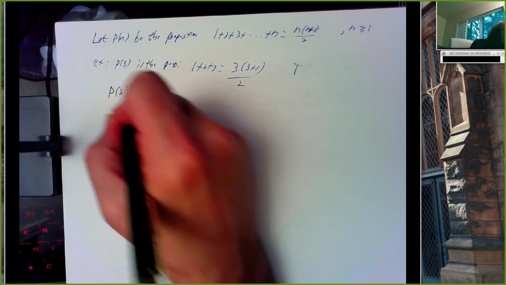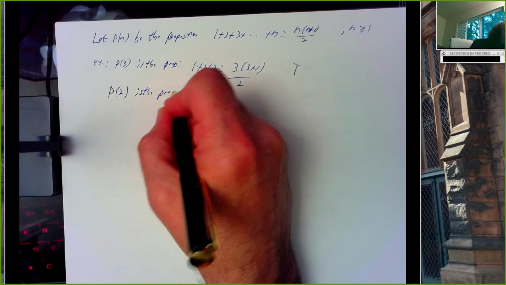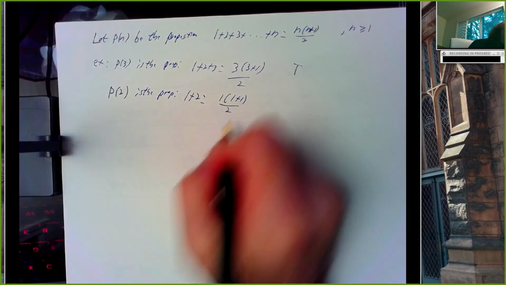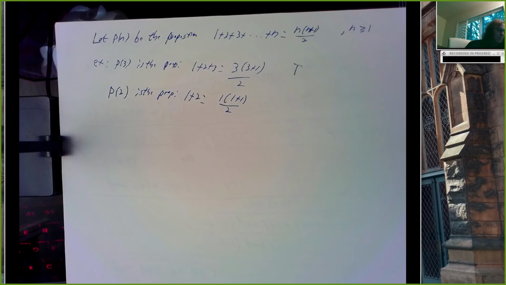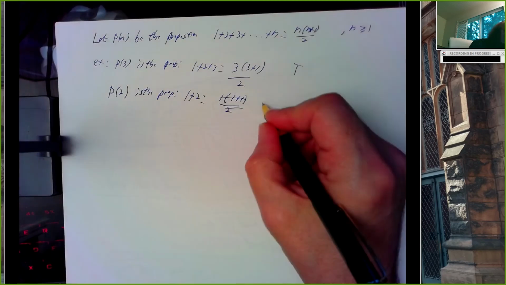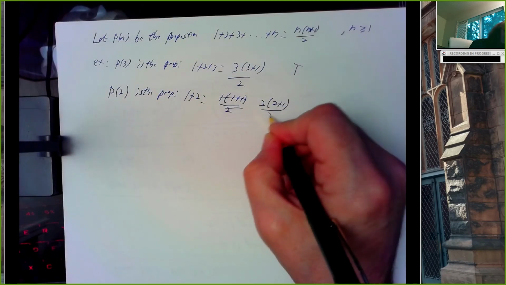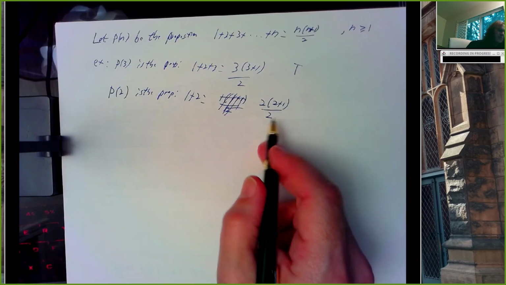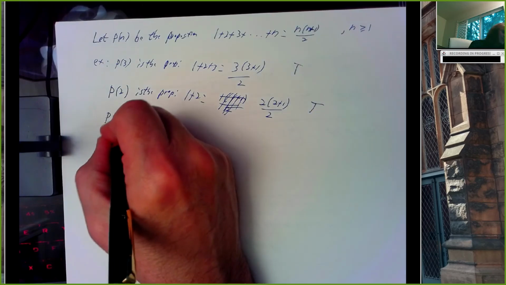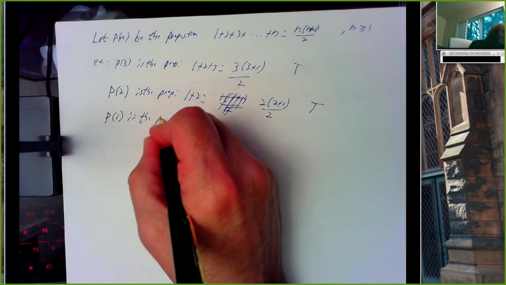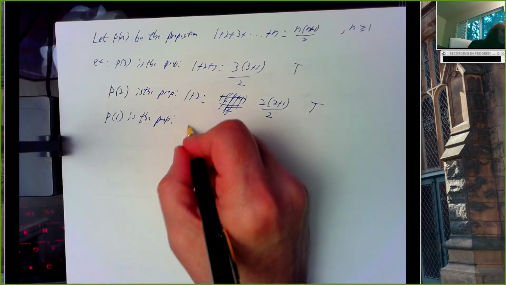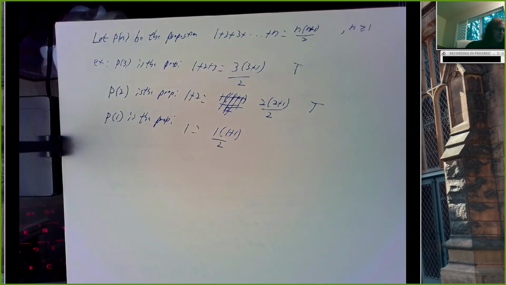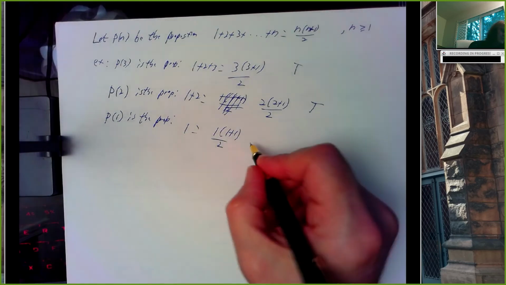So P of 2 is the proposition 1 plus 2 equals 2 times (2 plus 1) divided by 2. So that's 3, and 2 times 3 is 6, divided by 2 is 3. That looks like it's true. P of 1 is kind of a silly proposition. It says 1 equals 1 times (1 plus 1) divided by 2. Well, that's 1 times 2 is 2, divided by 2 is 1, so that's true also.